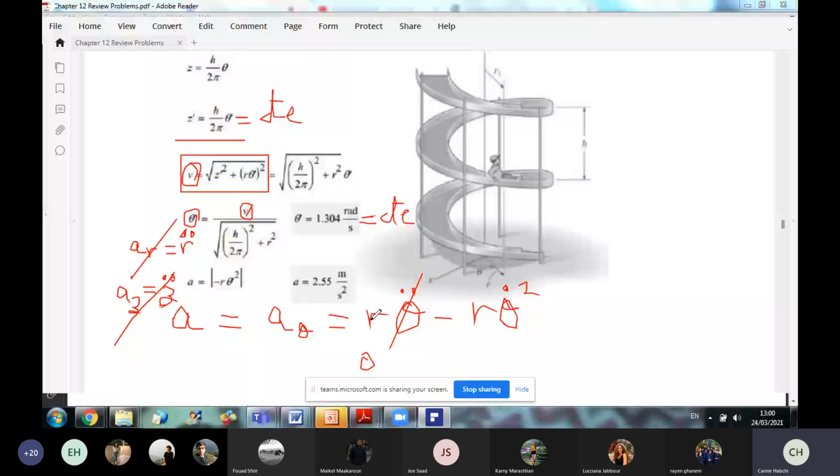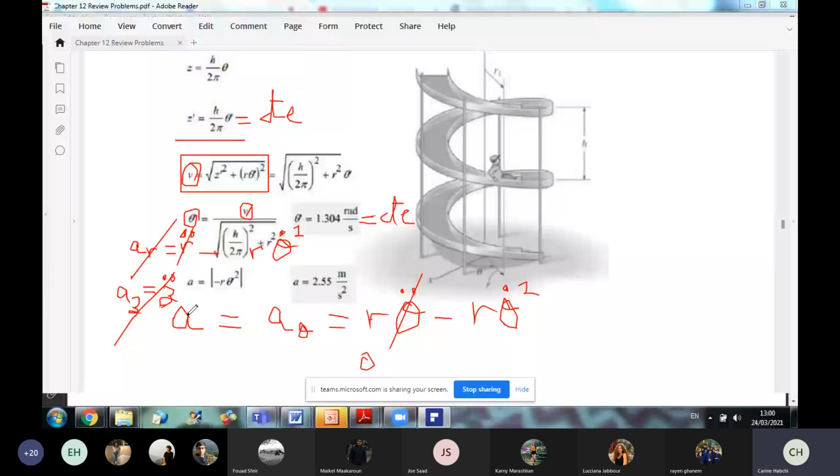Okay, the formula for AR is R dot dot minus R theta dot square. Let us fix it here. Okay, so for AR I don't have R dot dot, but I have the second term, which is minus R theta dot square. Okay, while a theta, so let me fix it here.